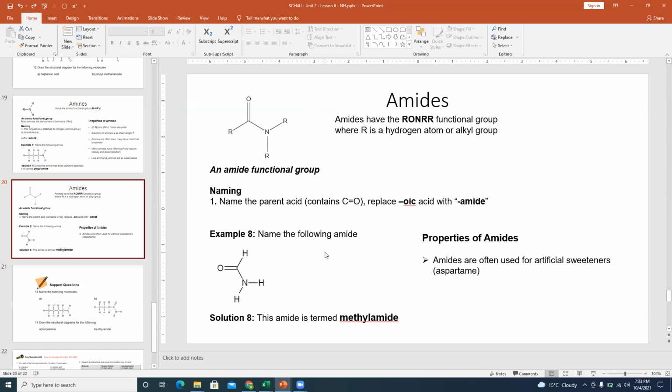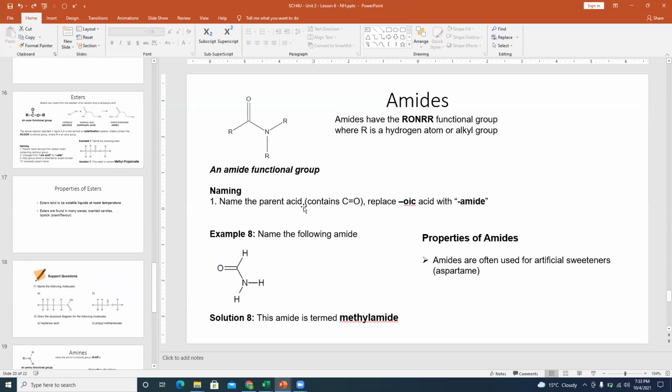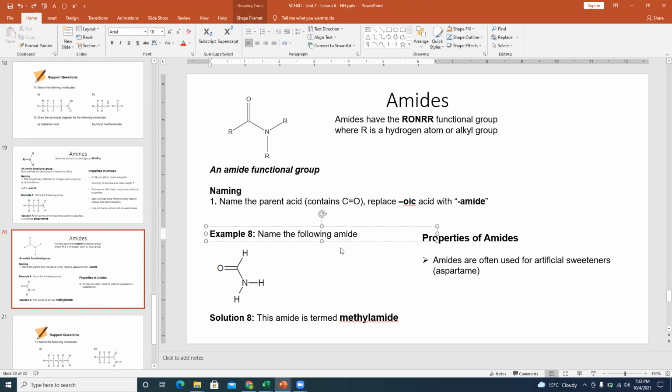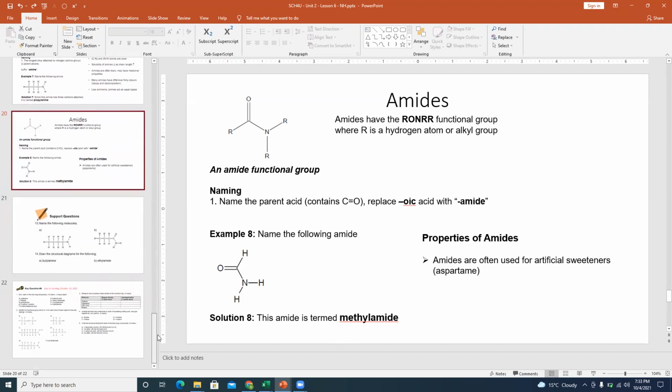And the way you name these amides is that you take the parent acid name, just like we did for esters here. You take the parent acid and you replace the oic part with amide. So for example, methyl, instead of it being methanoic acid, you make it a methylamide, or ethylamide, or propylamide, butylamide, pentylamide. That would be how you would name amides.